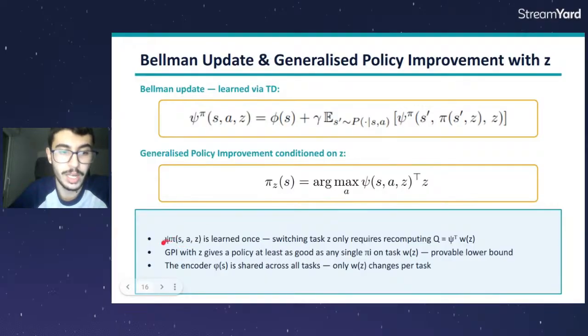So as we said, π is learned once, and switching task Z only requires computing the critic, so this multiplied by this. Generalized policy improvement gives a policy at least as good as any single one, okay? And the encoder φ of S is shared across all tasks. Exactly, because it's only dependent on the reward function itself.